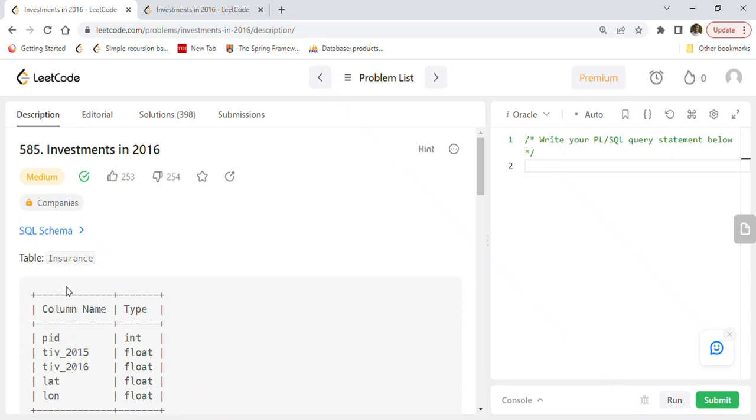Hi friends, welcome back. Today we are going to solve LeetCode problem 585, Investments in 2016. This is a medium complexity interview problem related to SQL. We are going to understand this problem with some examples, and we are also going to implement our SQL query solution to solve this coding problem.